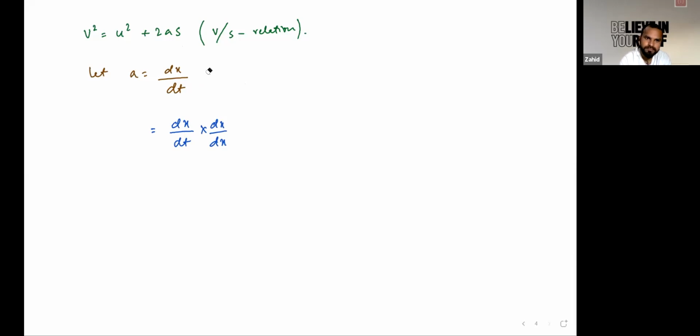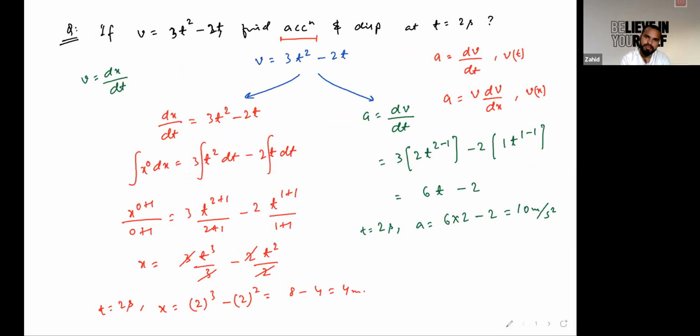Acceleration is dv by dt, so it will be dv over dt times dx over dx. Now, if we rearrange these two terms, it will be dx over dt times dv over dx. dx over dt is nothing but velocity, so it will be v times dv over dx as acceleration. So this is a relation to define acceleration when velocity is an x-dependent function, which I have used in this part.